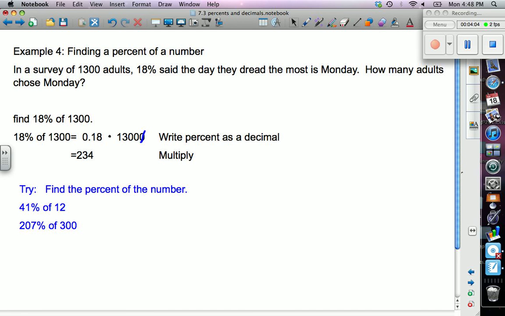I want you to find the percent of the number. So in this case, what is 41% of 12, find that number. What is 207% of 300, find that number for me. And then bring them with you tomorrow, and we'll go over a new equation that'll help you remember how to solve these.